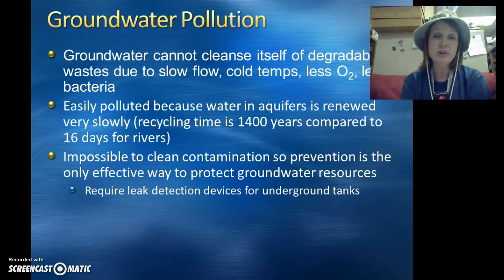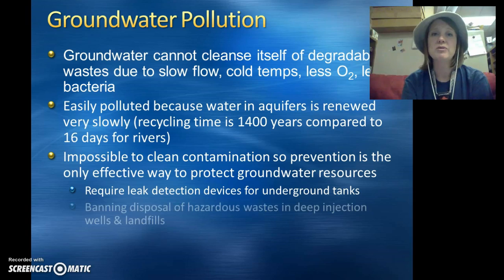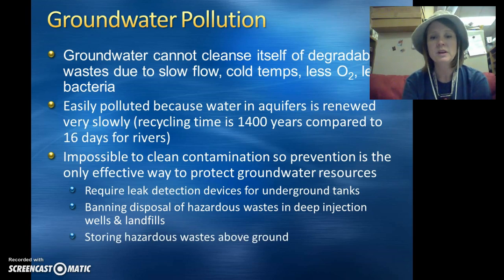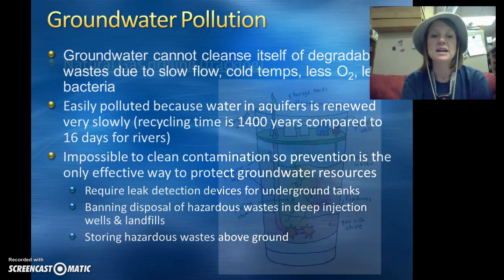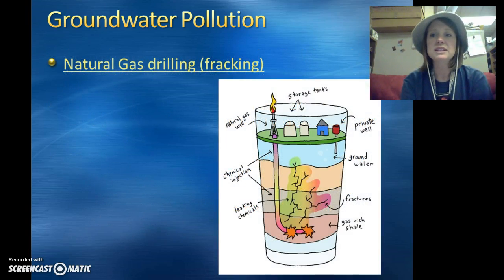So it's important that if we do have those underground storage tanks, that we have ways to monitor to make sure they aren't leaking, so that when a leak does occur, we can catch it before it does any damage. We also store hazardous waste above ground or find other ways, like deep injection wells, so it's below the aquifer so that it does not get into our drinking water. And then we talked in class about fracking and how we take that water chemical mix, pump it into the ground, causing the fractures, so that gas and those chemicals can get into the groundwater and cause problems.